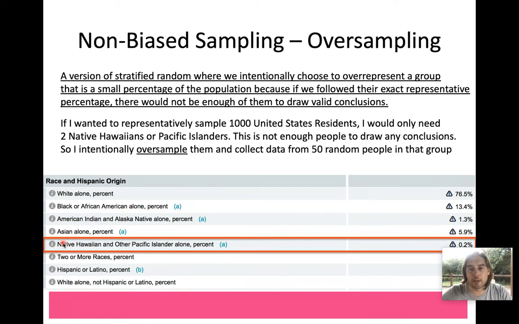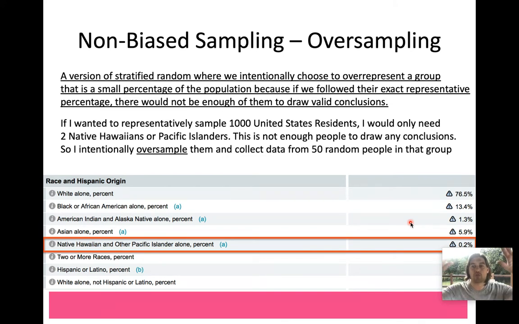And so oversampling is the process by which, for the major, in this case, racial groups, so we would probably do white, Black, Asian is probably enough, and you can't see the Hispanic or Latino, but that's a high enough percentage where we would be okay with those proportional numbers. But then we're going to intentionally bump up the numbers of Native Hawaiian Pacific Islanders, and we would probably intentionally bump up the numbers of American Indian or Alaskan Natives, because collecting data from 2 people and 13 people in a particular group is just not enough people.